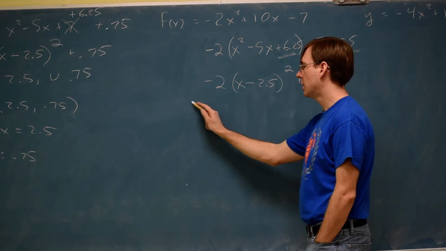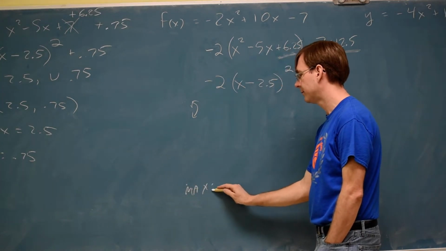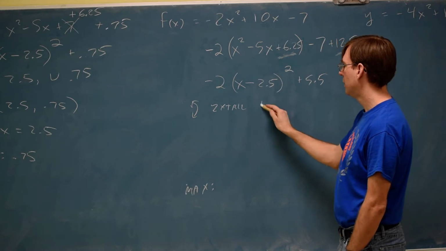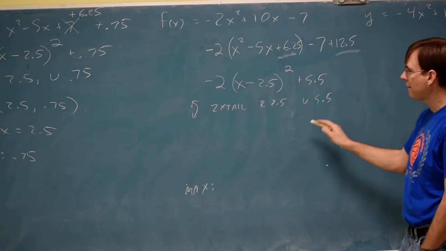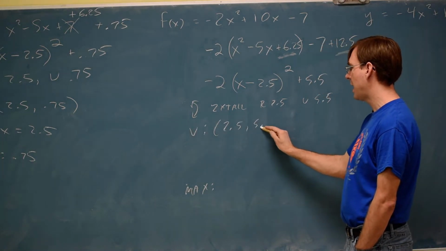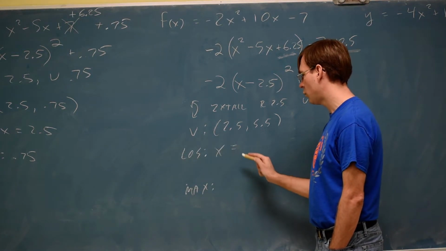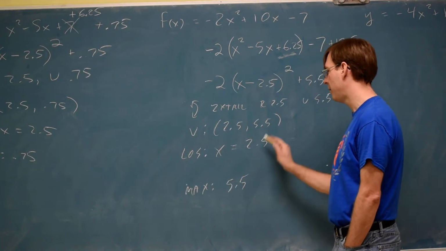So description, we'd be upside down, which would get me a max. We'd go 2 times as tall. We'd go right 2.5. We'd go up 5.5. So vertex is 2.5, 5.5. Line of symmetry, x equals the first number, max from the second number.